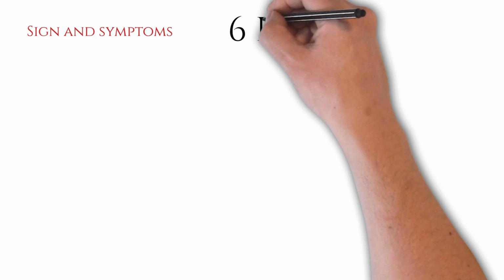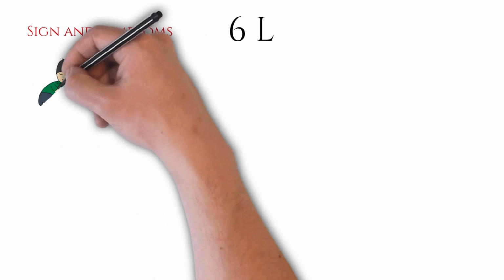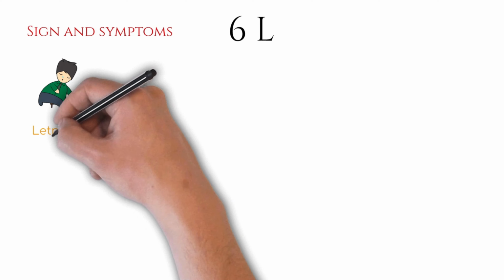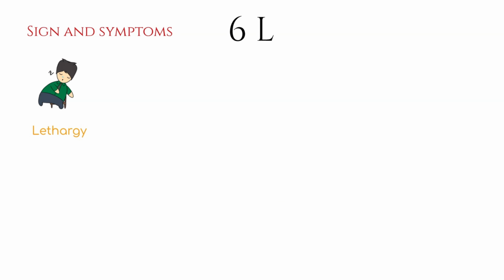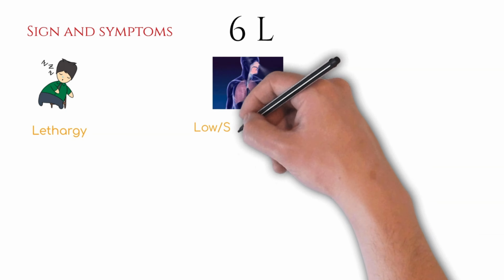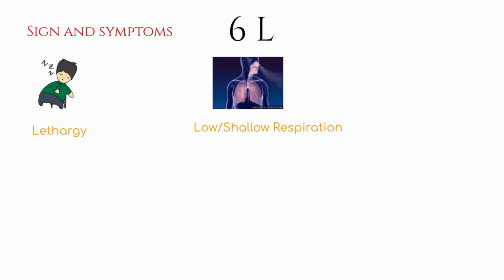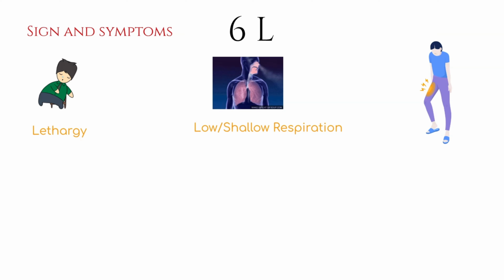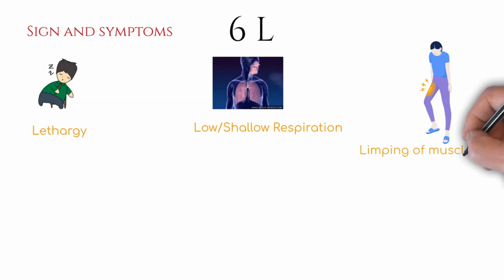Now comes the signs and symptoms of hypokalemia, which can easily be memorized by 6 L, where the first L stands for the lethargy. As you all know, potassium is very important for the resting membrane potential. In hypokalemia, the RMP is disturbed, because of which the muscle contraction is not proper and the patient will be lethargic, and there will be low or shallow respiration, because the skeletal muscle and smooth muscle contraction will not be there, hence the respiratory efforts will not be there. There will also be limping of the muscle because of the decrease in the potassium ion. So the person will not be able to walk properly.